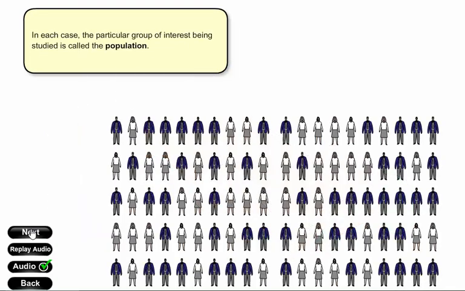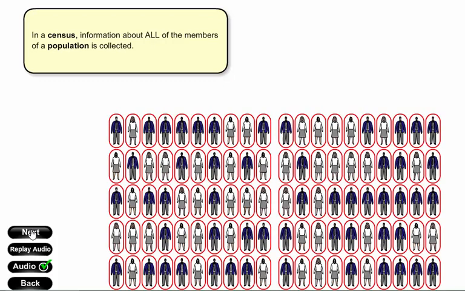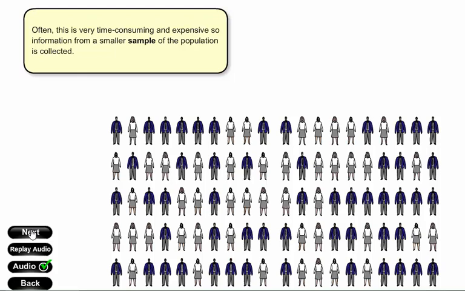In each case, the particular group of interest being studied is called the population. In a census, information about all of the members of a population is collected. Often, this is very time-consuming and expensive, so information from a smaller sample of the population is collected.